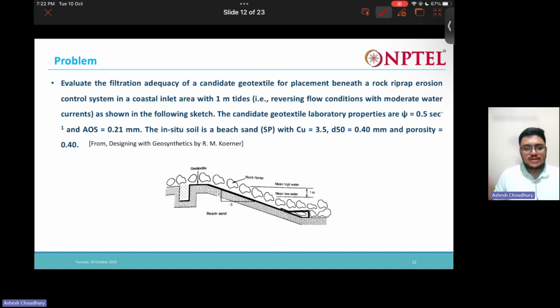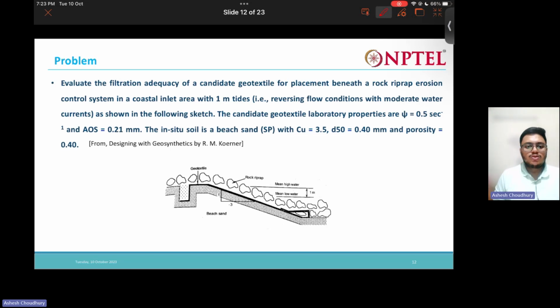Evaluate the filtration adequacy of a candidate geotextile for placement beneath a rock riprap erosion control system in a coastal inlet area with 1 meter tides. It has reversing flow conditions with moderate water currents, as shown in the following sketch. The candidate geotextile laboratory properties are permittivity of 0.5 per second and apparent opening size of 0.21 mm. The in situ soil is a beach sand with Cu of 3.5, D50 of 0.4, and porosity 0.4.